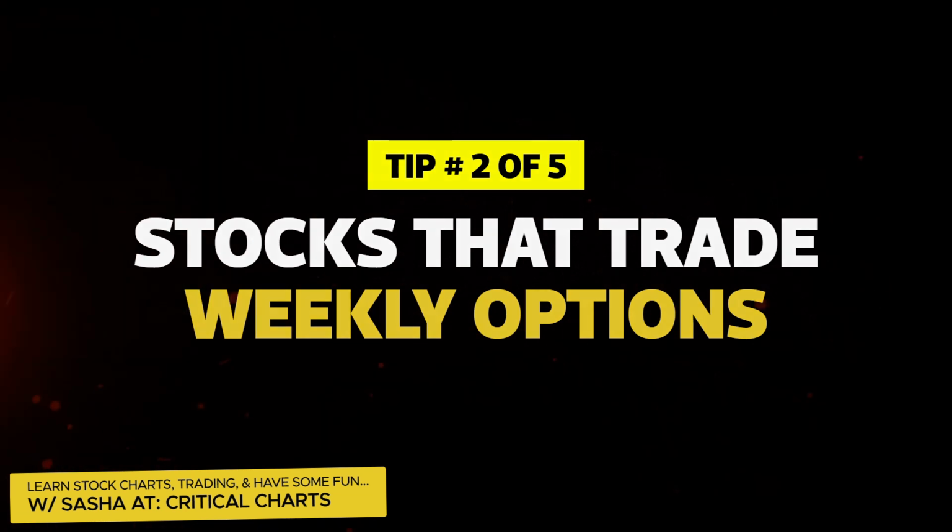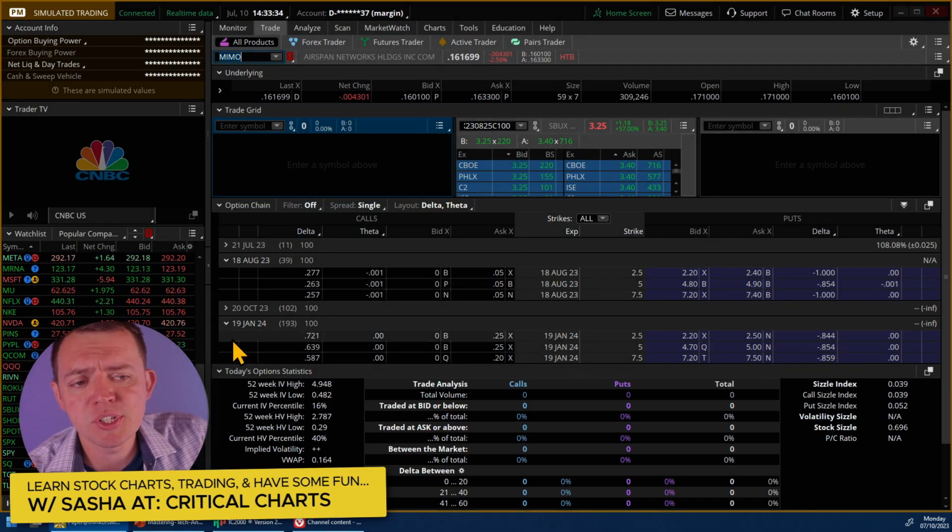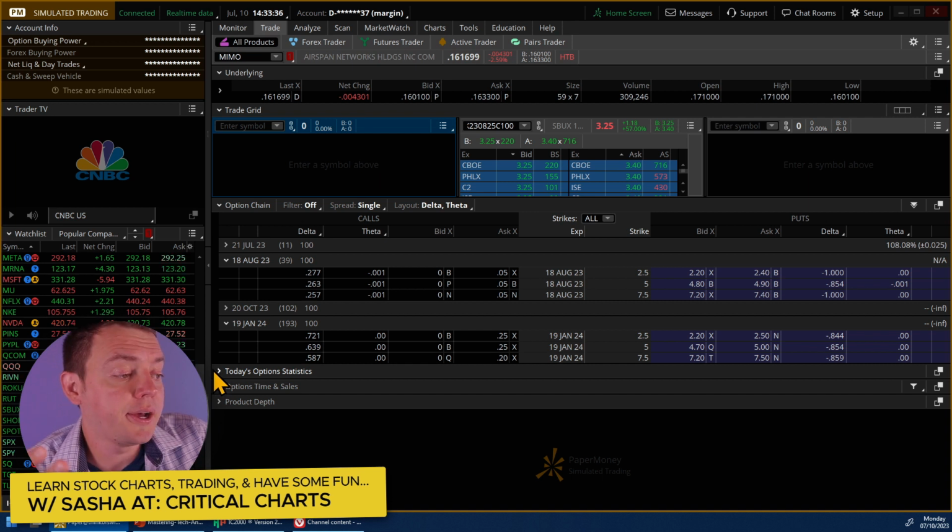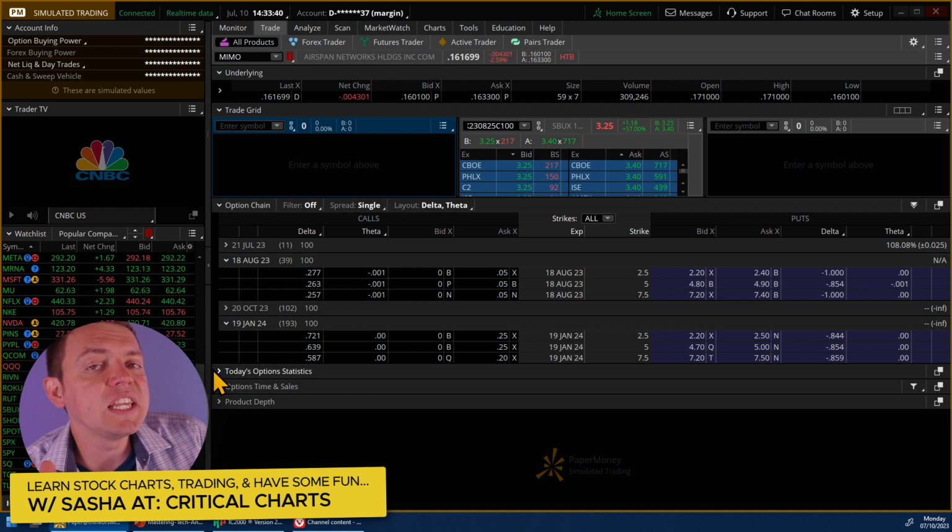Let's look at tip number 2, and that is stocks that trade weekly options. Try to avoid stocks that don't have weekly options, because if you do get into trading options, they give you more flexibility. And even if you don't trade options, just seeing the weekly options is a good check to see if that stock is liquid and very active.